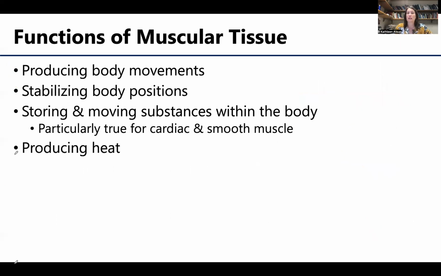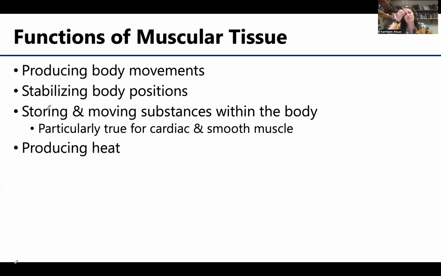And then there are some general functions of muscular tissue that are really important. Many of them we already think about and know. So the first is producing body movements. We talked about that a little bit with contractility. So it is muscular tissue that's allowing for body movements to occur. It's also muscular tissue that plays a huge role in stabilizing body position, particularly if you think of postural muscles, which are skeletal muscles for the most part. So I'm able to sit upright and not collapse because I have some type of contraction happening in my postural muscles. So it can play a role in stabilizing body position.